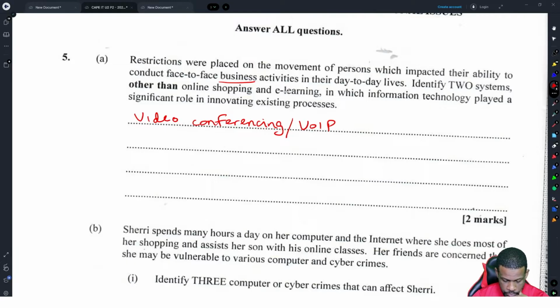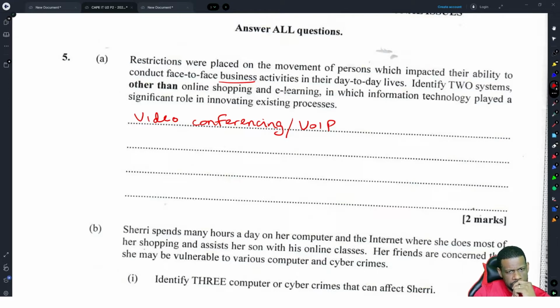Restrictions were placed on the movement of persons which impacted their ability to conduct face-to-face business activities in their day-to-day lives. Identify 2 systems other than online shopping and e-learning in which information technology played a significant role in innovating existing processes. Video conferencing on VoIP gave us the ability to have meetings. And then everybody had to use online banking, but I don't think that's on the syllabus.